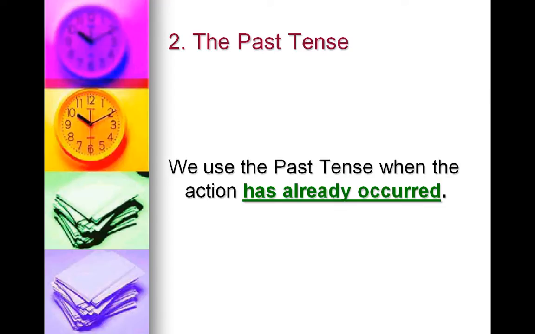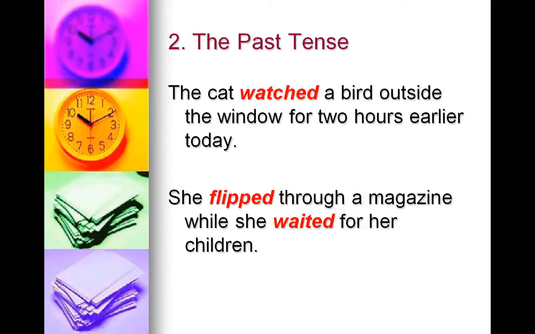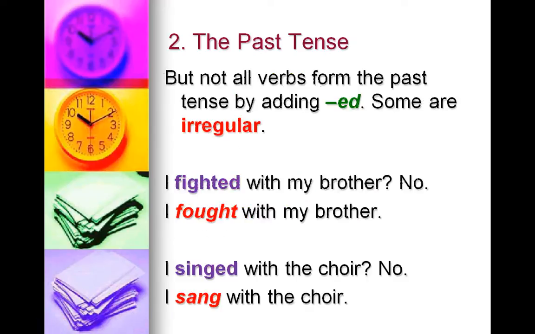The past tense is the tense we use when an action's already occurred. It's over and done with. You can see from these examples what they have in common. They end in ed. So if the walking happened in the past, we would say he walked around the block. The cat watched a bird outside the window for 2 hours earlier today. She flipped through a magazine while she waited for her children. These regular past tense verbs end in ed.